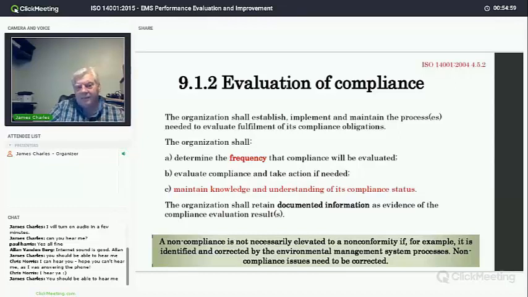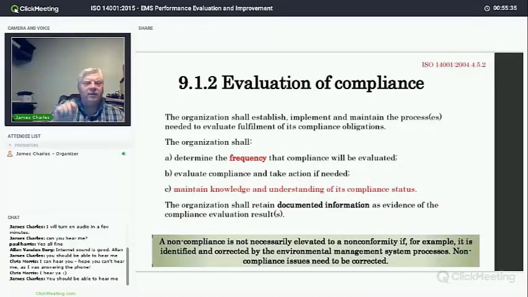9.1.2, evaluation of compliance. And the good news is my current new friend, Alan Vandenberg, hello Alan, sent me an email this weekend asking me about this clause and really forced me to look at what you would present as far as evidence relative to this requirement. So the first thing is it says the organization shall implement a process. So we must define a process to meet these requirements.